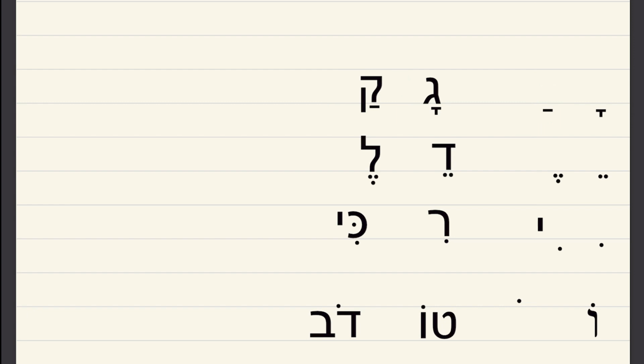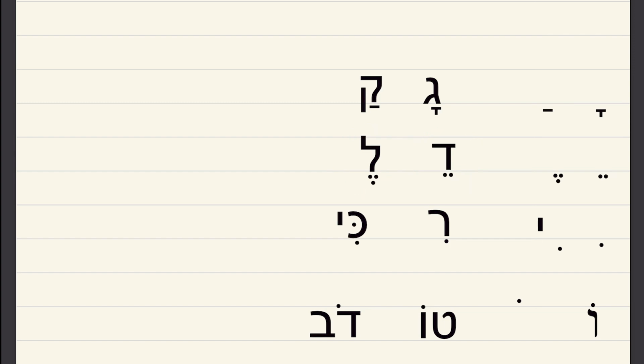The next one is the sound e. These two make e. Again, it doesn't matter if you use this one or this one, as long as you recognize and know that they both mean e. So here I combine the letter dalet with the sound e, so it will be de. Same thing here goes with lamed, which will make the sound le.